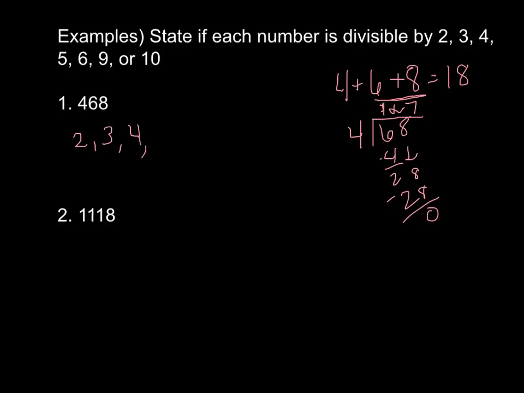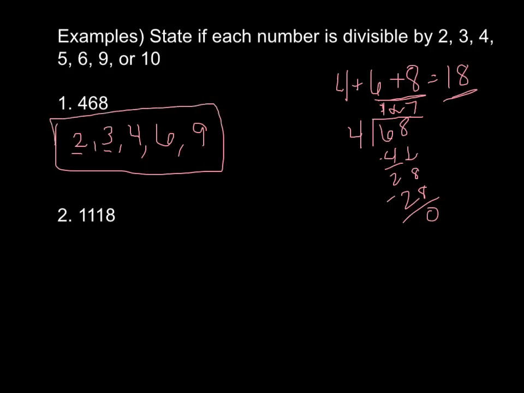5, the ones digit is 5 or 0. Nope, doesn't follow that. For 6, the number is divisible by 2 and 3. We've got a 2, we've got a 3, so we know it's divisible by 6. Number 9, the sum of the digits is divisible by 9. Well, 18 is divisible by 9, so I know it's divisible by 9. And number 10 says the ones digit is a 0. Is the ones digit a 0? Nope, it's an 8. So this would be all the numbers that 468 is divisible by.